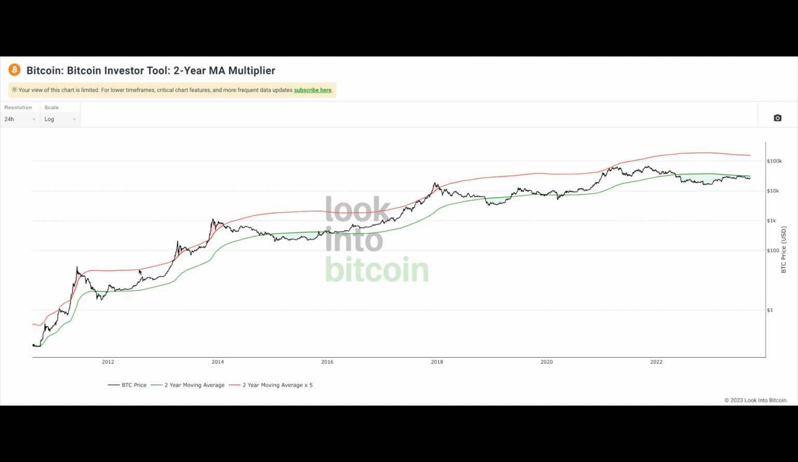This chart has two key moving averages to help us determine whether Bitcoin is overvalued or undervalued. The first moving average is this red moving average right here that represents a 2-year moving average for Bitcoin multiplied by 5. And this bottom moving average right here, which is in green, represents just a simple 2-year moving average.